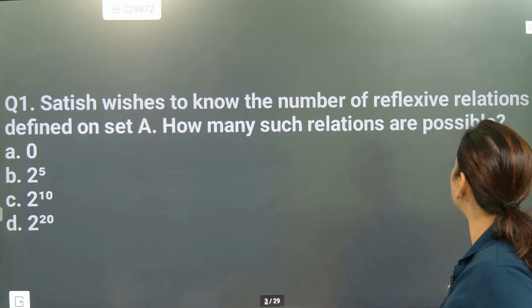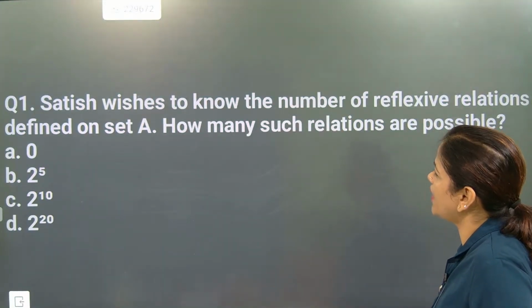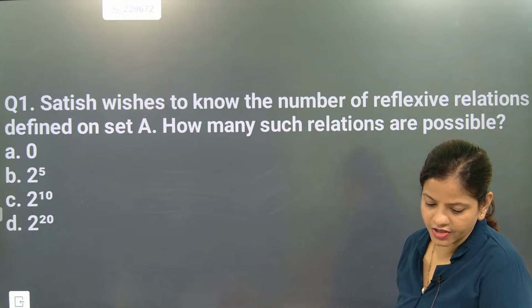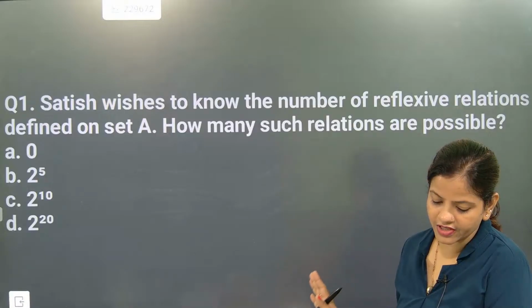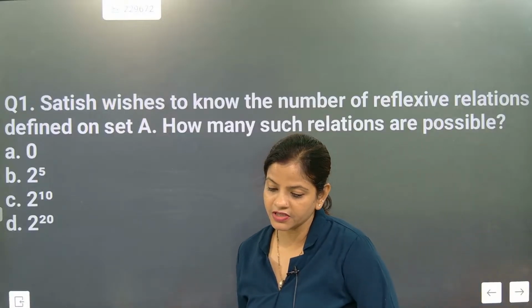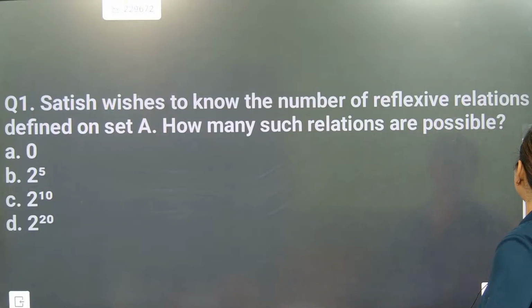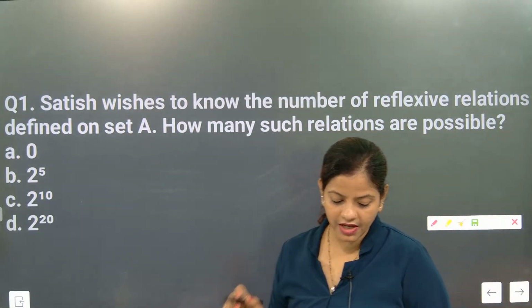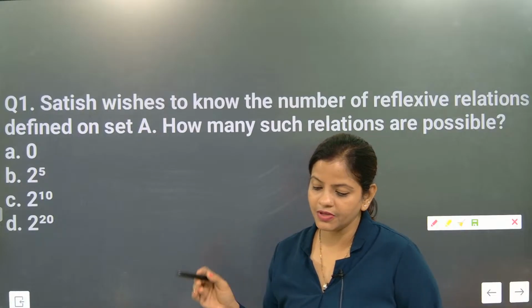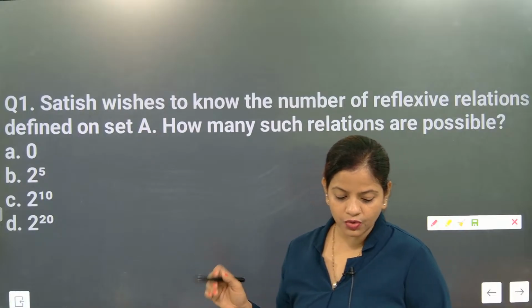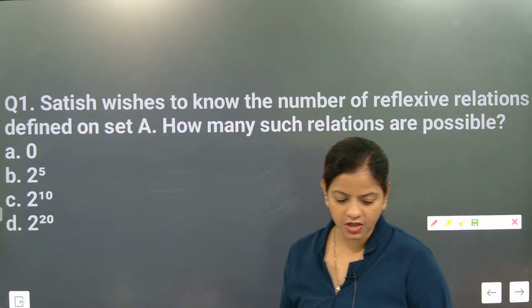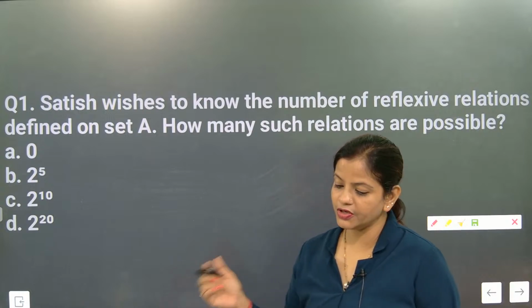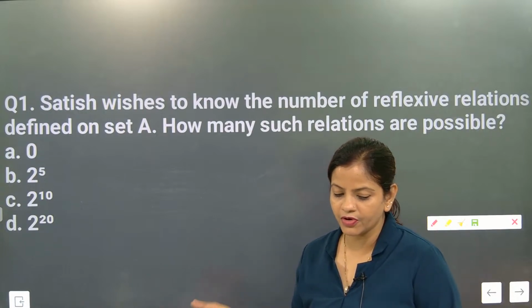Satish wishes to know the number of reflexive relations defined on set A. How many such relations are possible? So, what is the formula for reflexive relation, dear? What is the formula for reflexive relation? The formula for reflexive relation, I'm noting it down here. Please remember when somebody asks you about a set, how many elements are there? A has 5 elements and B has 4 elements. So the total number of relations possible will be how much for reflexive relation?